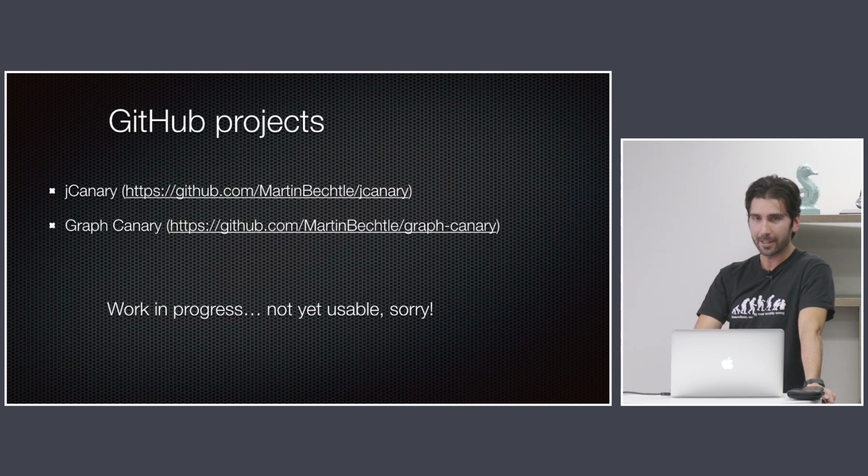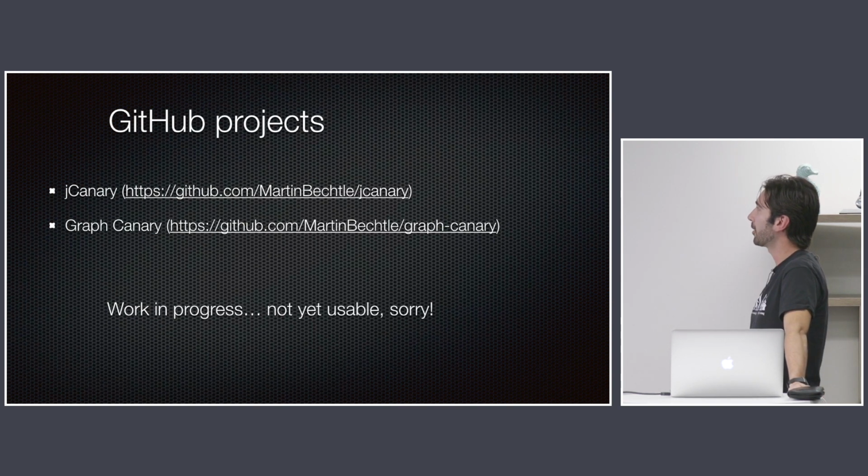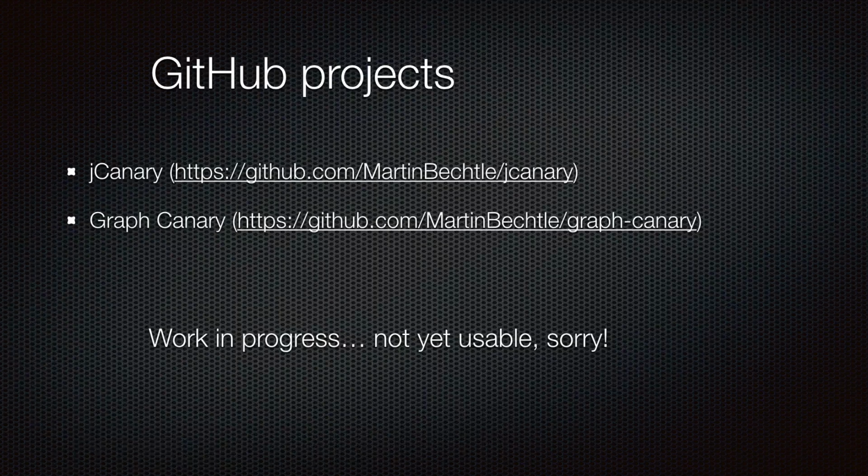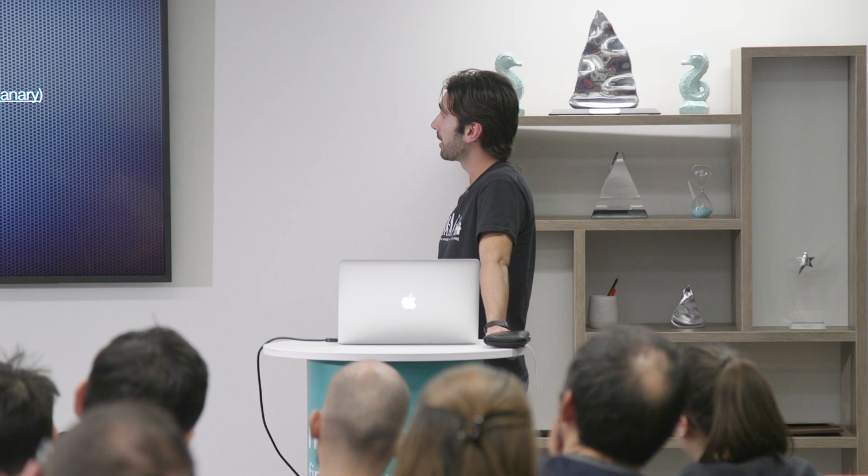Unfortunately, as with everything that happens in my free time, being a team lead in a very busy startup, I just don't have time to finish it off. So there are a few projects out there on my GitHub, but they're kind of incomplete. The JCanary thing is a plugin for Spring Boot that can essentially expose all these advanced metrics in an HTTP response, as JSON. Graph Canary is that fancy thing that then aggregates from multiple services.